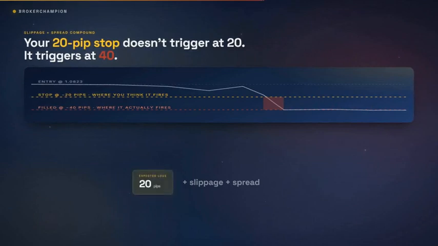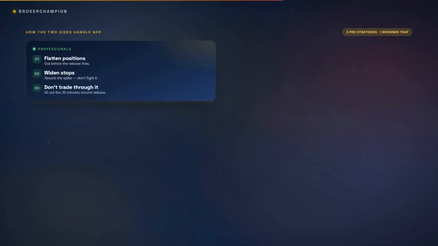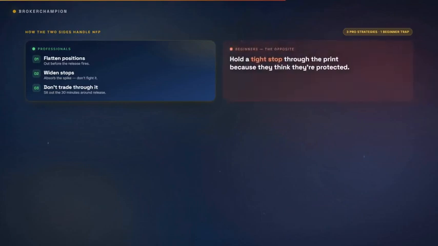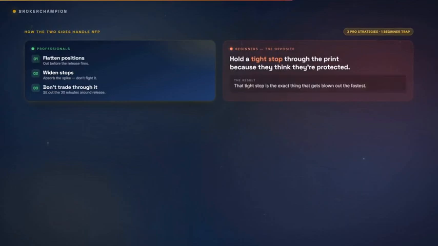20 becomes 40, not because anyone cheated you, but because the spread widened 10 times its normal value and the slippage stacked on top. 2 costs, same trade, same second. Professional traders handle this 3 ways. They flatten positions before the release, they widen stops to absorb the volatility, or they simply don't trade through it. Beginners do the opposite. They hold a tight stop into NFP because they think they're protected. They're not. That tight stop is the exact thing that gets blown out the fastest.